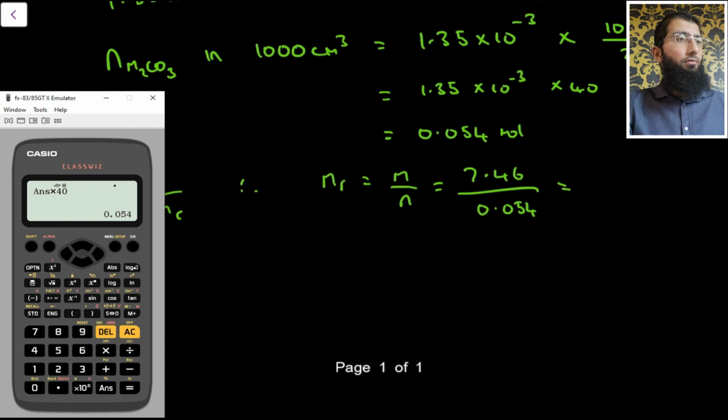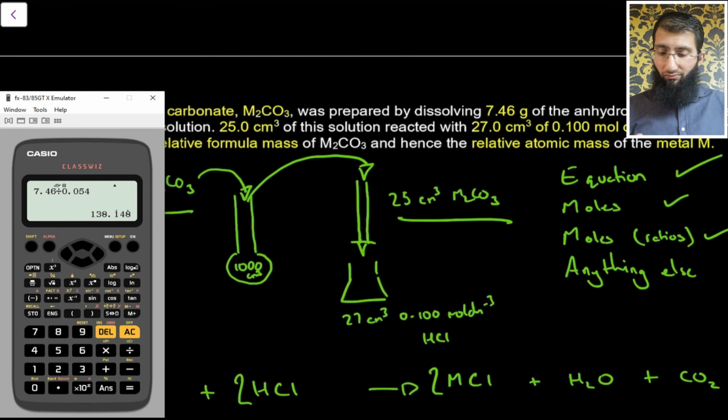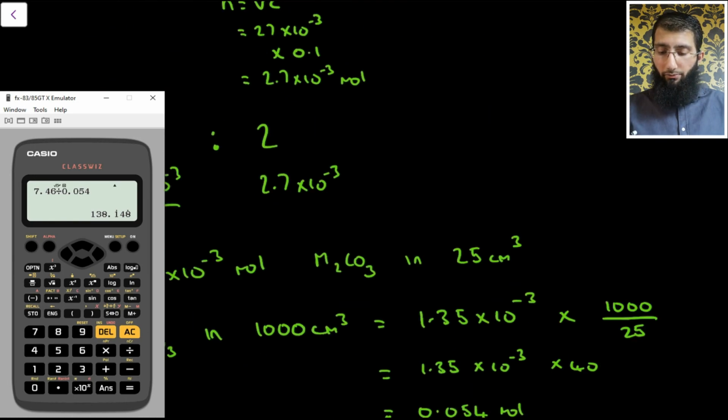So we've got 7.46 divided by 0.054, and that gives us a value of 138.1 grams per mole. So that is the relative formula mass of M2CO3. We've worked out that part of the question. The second part of the question asked us to work out the relative atomic mass of metal M.